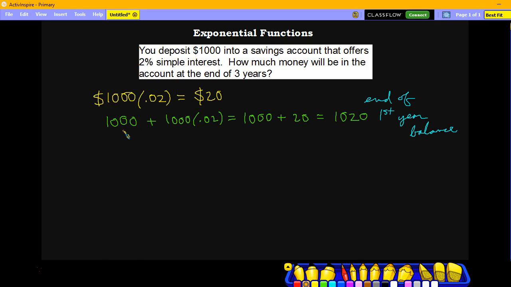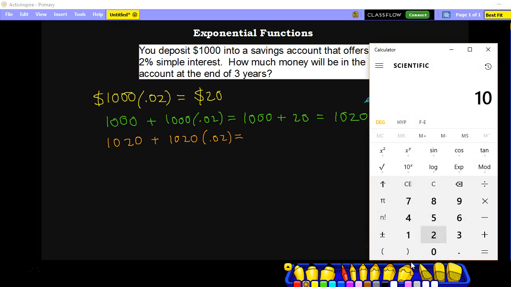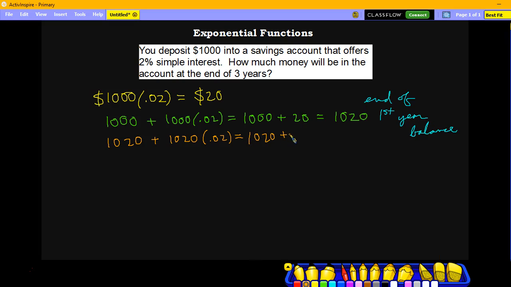So let's see what happens during the second year. In the second year, we have $1,020, and we have to add that to 1,020 times 0.02. In other words, we now get paid 2% interest on what we had in the account at the end of the first year. So this will be the end of the second year. So let's see what that is. 1020 times 0.02 is 20.4. And so let's go ahead and write that out. We get 1020 plus 20.4, and that'll get us 1040.4, and that'll be the end of second year balance.